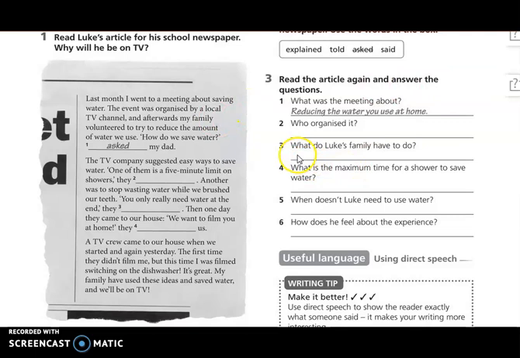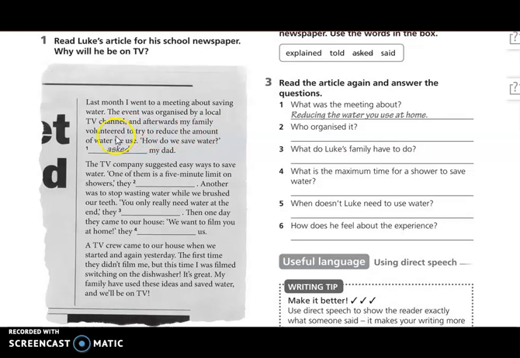Number three, what does Luke's family have to do? The answer is also here. My family volunteered to try to reduce the amount of water we use, so to save water. Number four, what is the maximum time for a shower to save water? We can find the answer here in the second paragraph. One of them is a 5-minute limit on showers, so 5 minutes.